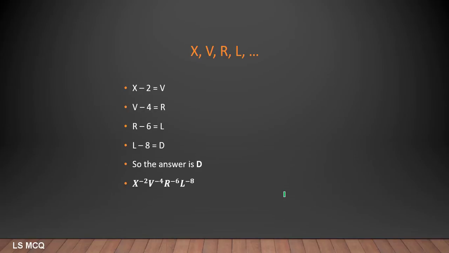So here is a clearer representation of what's happening. X minus 2 we get V, V minus 4 we get R, R minus 6, or we jump 6 steps down to get L, and so on. So the next question is this one, and here is how it's going.